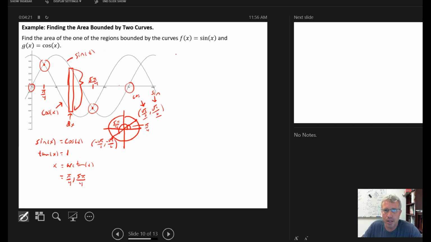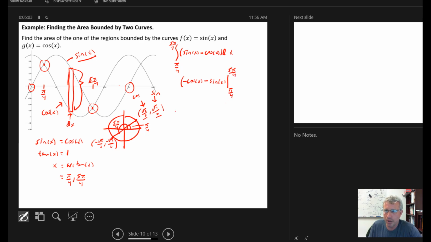So now it's just a matter of setting up the integral. So it's going to be the integral from pi over 4 to 5 pi over 4. And then the bounding above function is the sine function, so it's going to be sine of x, minus the bounding below function, which is the cosine of x. And this is going to be dx, so we go ahead and integrate. So if we integrate sine, we get minus the cosine, minus the antiderivative of cosine is sine. And we're going to evaluate these over the interval from pi over 4 to 5 pi over 4.